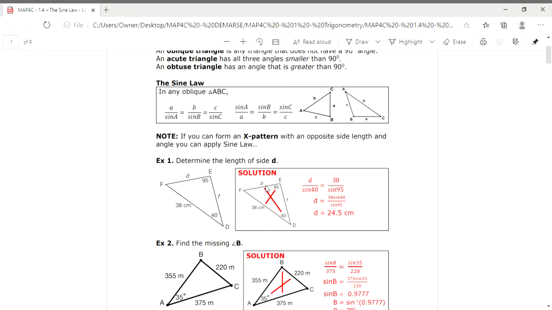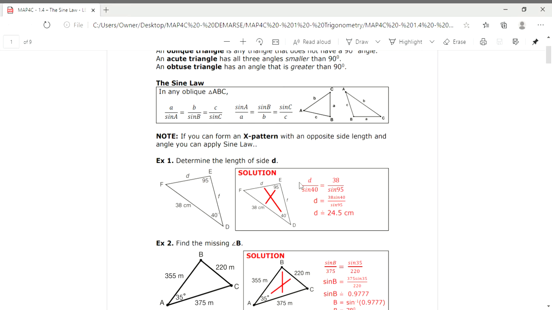I'm looking for d, so I start with, on my left-hand side, what I'm trying to find, lowercase d. In the sine law, length d over sine of angle D. So my left-hand side is d over sine of angle D, and I have 40 degrees for that measure, is equal to, well, any other length over sine of an angle that we have. We could use, if we had it, length e over sine of angle E, or length f over sine of angle F.